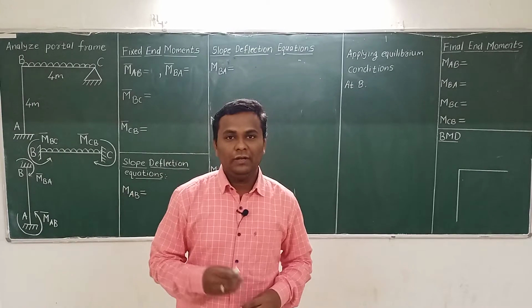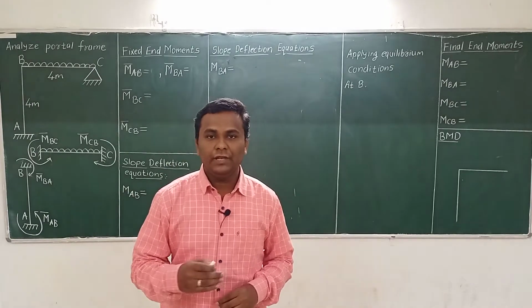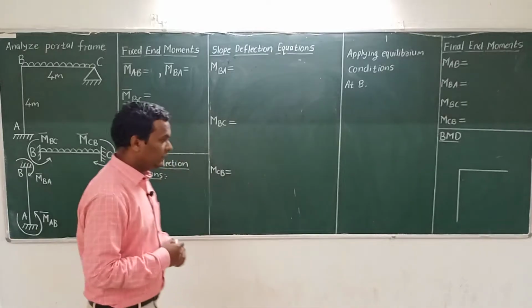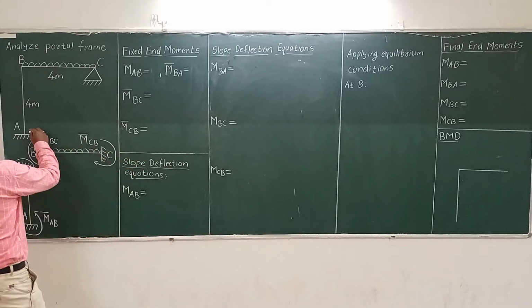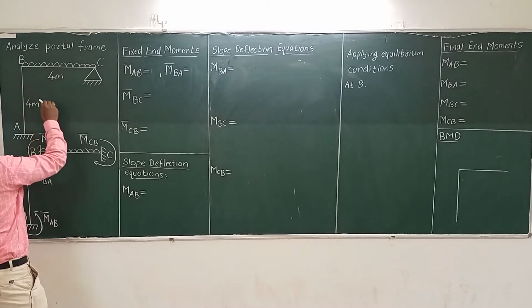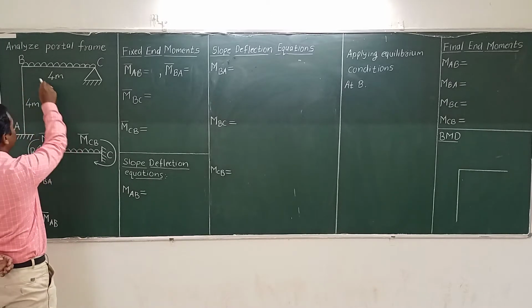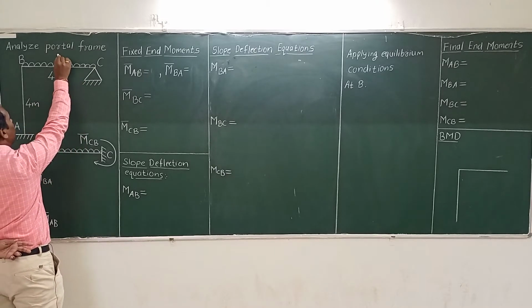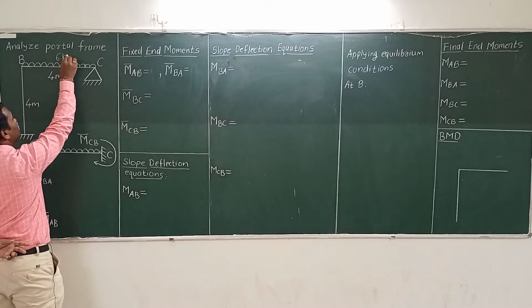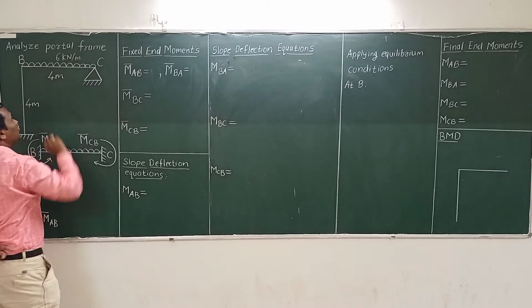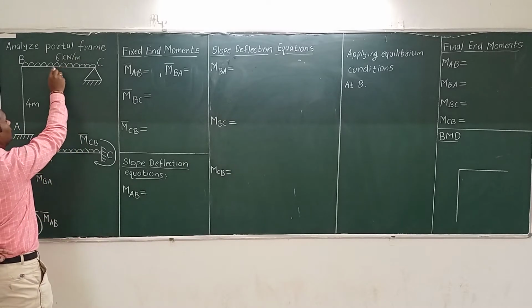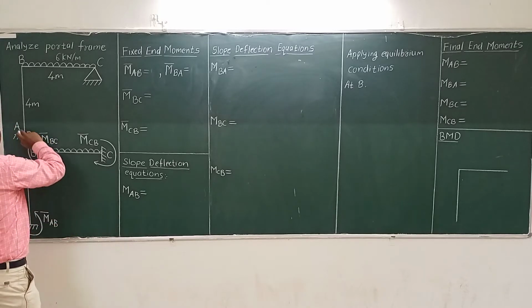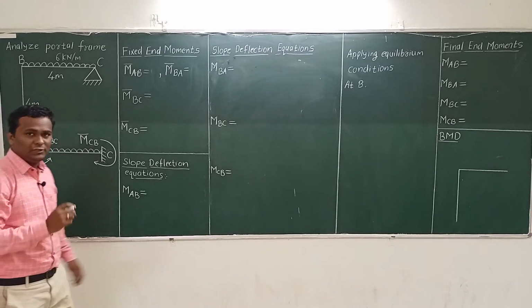Here we have one example of a portal frame. Now we are going to analyze this portal frame by the slope deflection method. Here we have this portal frame ABC, where AB is a column and BC is a beam. It is subjected to a uniformly distributed load of 6 kilonewton per meter. So when it is subjected to this uniformly distributed load, how can we analyze this portal frame using the slope deflection method?